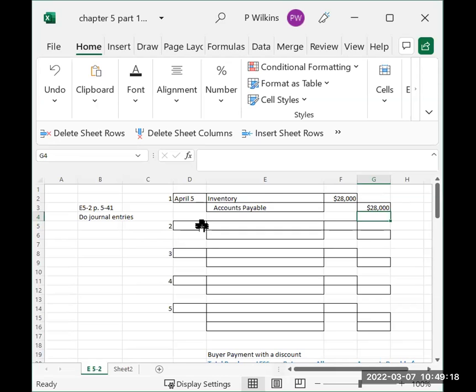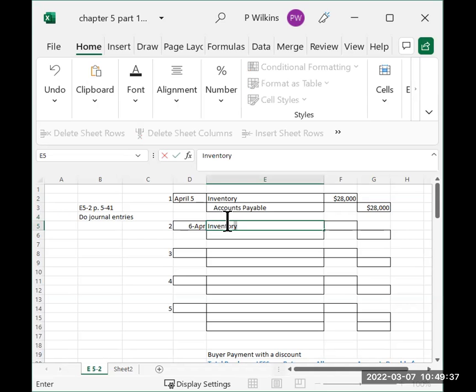Number 2 says, on April 6th, paid freight cost of $700 on merchandise purchased from Jack's. So when we're the buyer, everything goes to inventory. So where are we going to put the cost of the freight? We're putting it to inventory. So on April 6th, the cost of our inventory went up now because we had to pay for the freight. So we're going to debit inventory, $700.